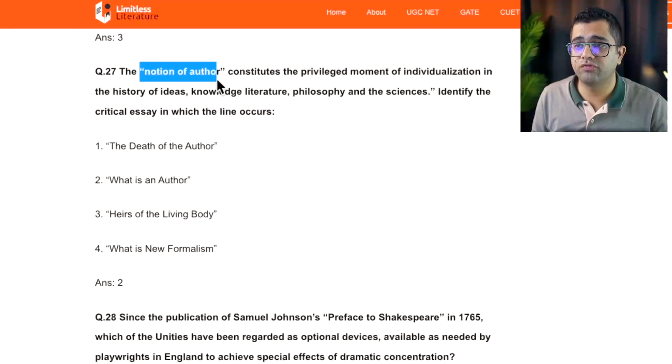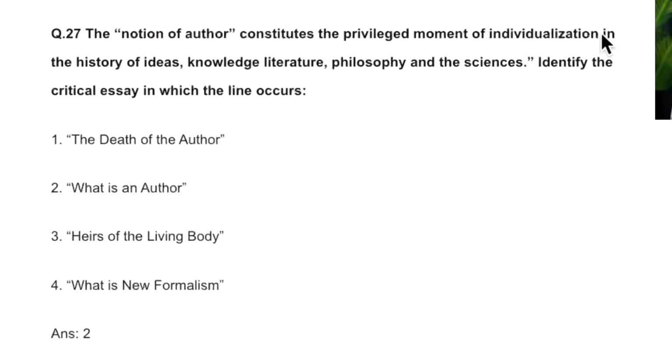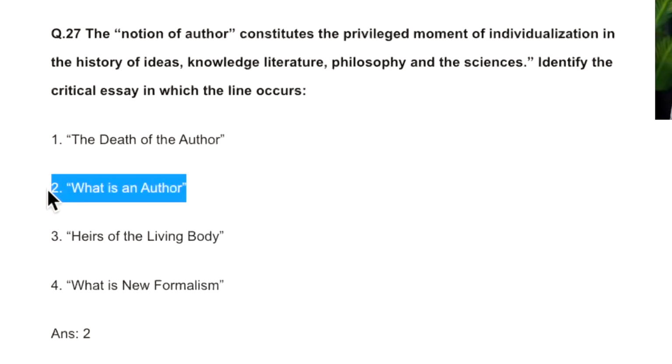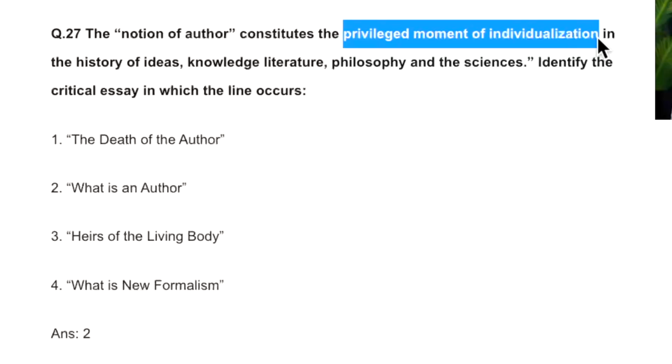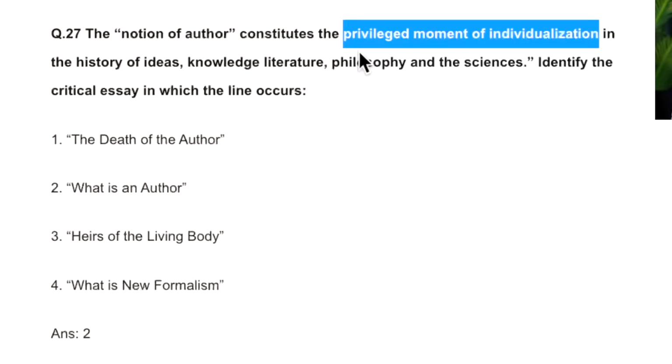that we have seen in the competitive exam. The notion of author constitutes the privileged moment of individualization. From here, the answer came. Who privileged the individualization? Who privileged the authorship? We have discussed What is an Author. This is what Michel Foucault is saying, that author function came. The idea of authorship came after the printing press.